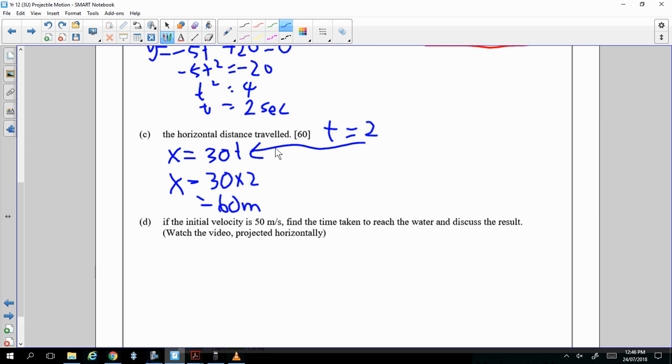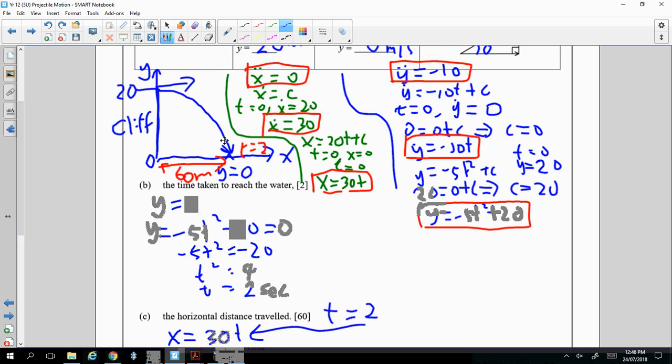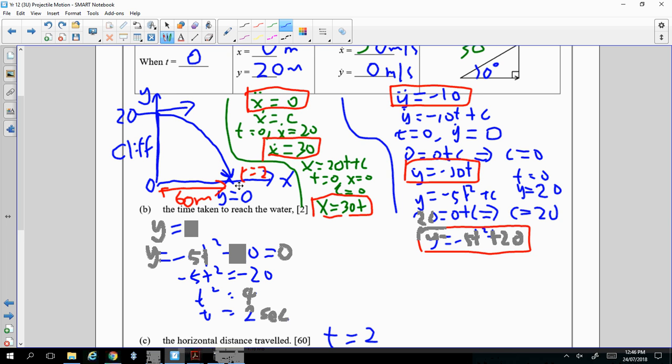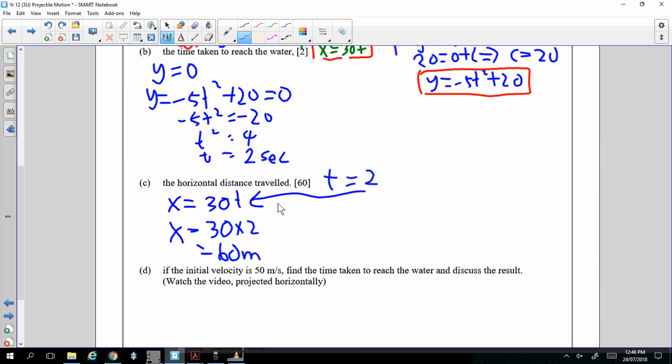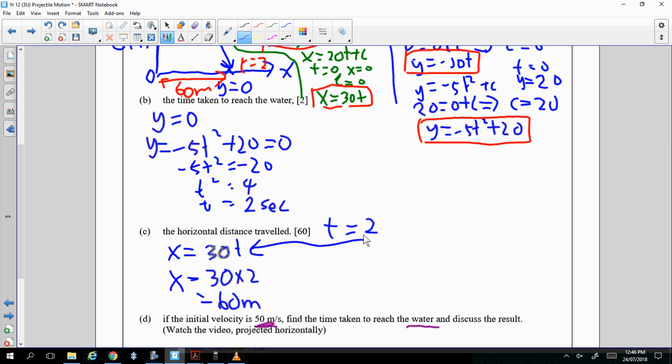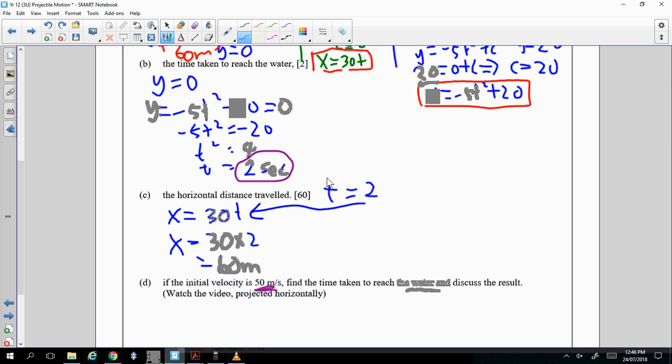Actually, would it take longer to reach the water? Would it take 2 seconds, or more than 2 seconds, or less than 2 seconds? What do you think? And explain why you choose the answer. So instead of 30 meters per second, 50 meters per second. Does it take longer than 2 seconds, or shorter than 2 seconds? Why? It's independent, yes. It would be the same. So let's show you a video why it's going to be the same.